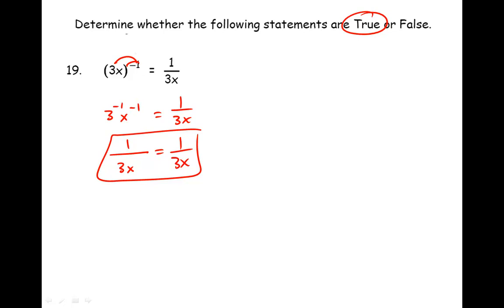Now, I was using the power to a power rule, but actually, since this is in parentheses, we could have moved it down to the bottom right off the bat.